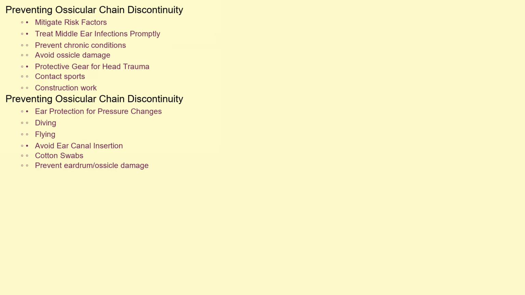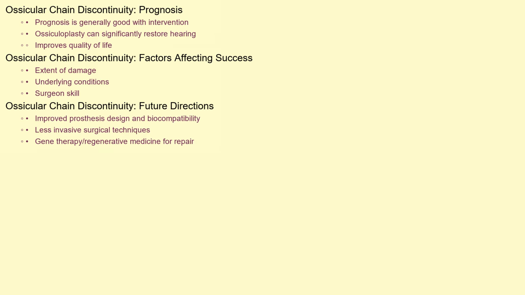Proper ear protection during activities involving rapid pressure changes, such as diving or flying, can help prevent barotrauma. Finally, avoiding the use of cotton swabs or other objects in the ear canal can prevent accidental damage to the eardrum and ossicles. The prognosis for ossicular chain discontinuity is generally good, particularly with surgical intervention.